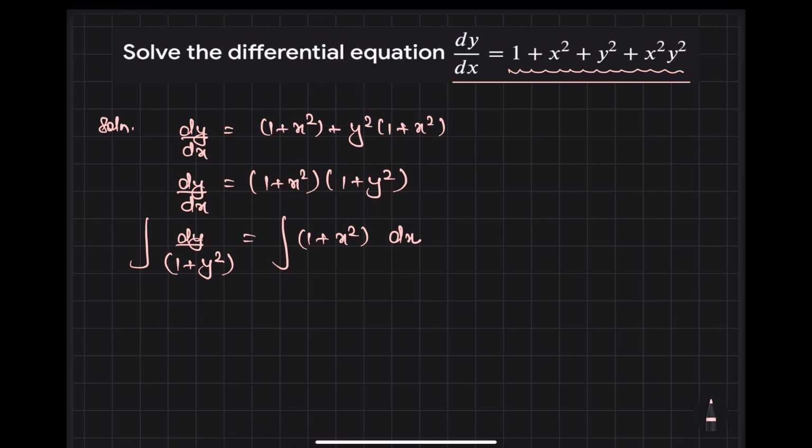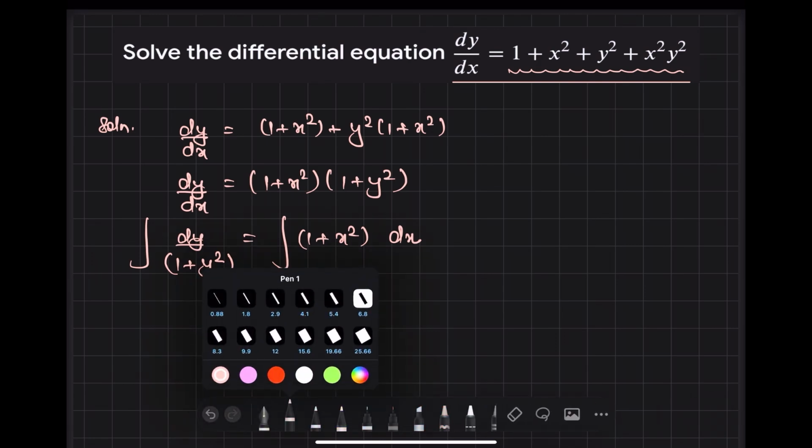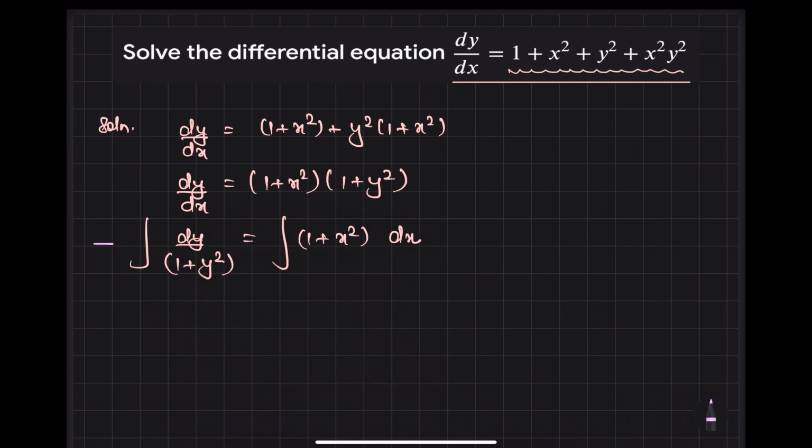Now look at this situation. We have to integrate this function with respect to y, and this function with respect to x. Now you know that integration of dx by 1 plus x square is tan inverse x, correct? So in place of x, over here it is y. So can I write tan inverse y is equal to the integration of 1, which becomes x, and the integration of x square becomes x cube by 3, with integration constant c.